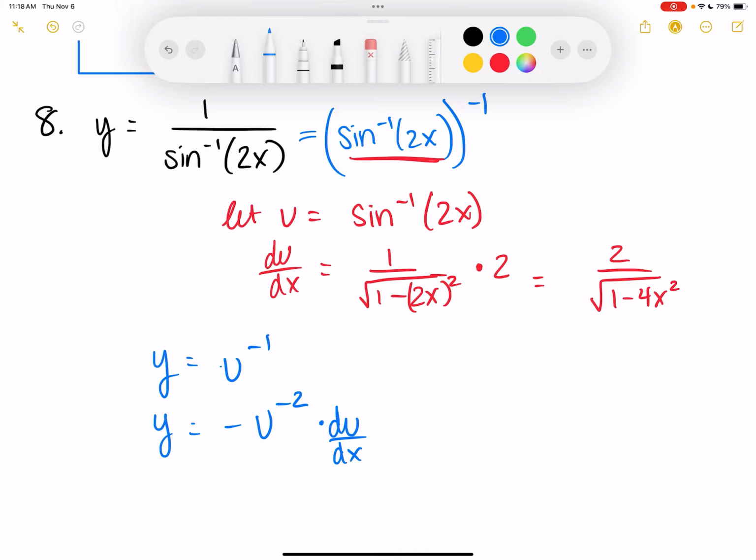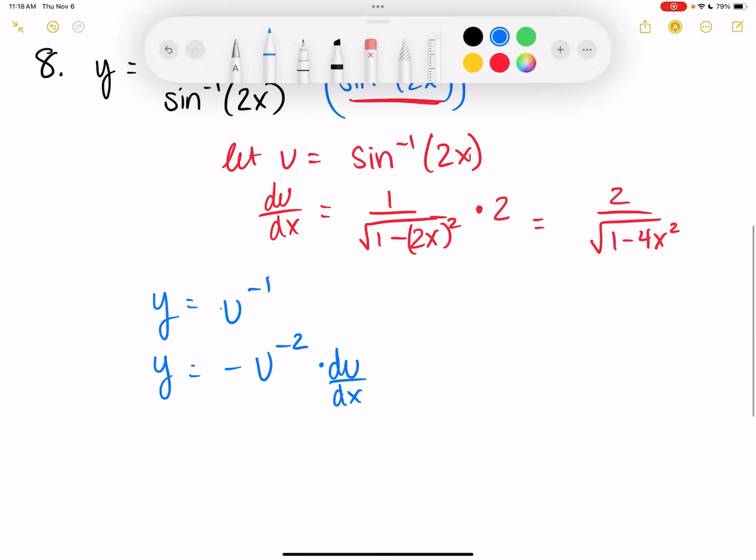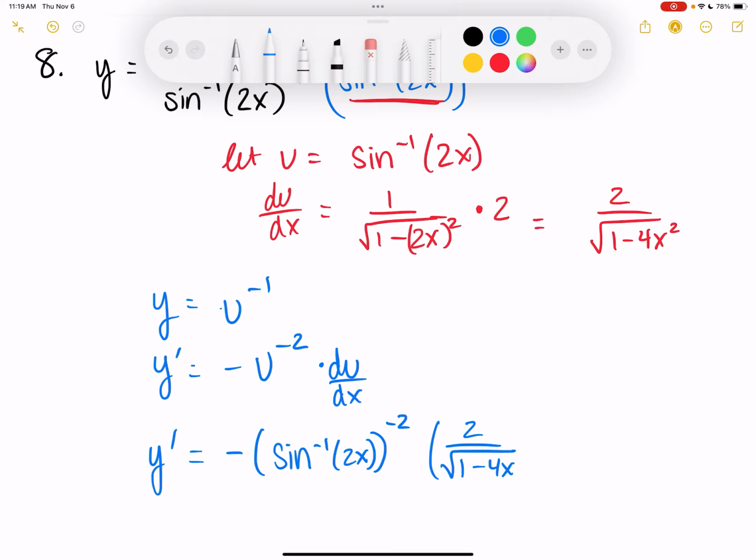So then now I can go and I can replace u with the inverse sine of 2x, and then I can replace du with this derivative here, with what I found. So then I end up with, I guess I should write y prime here. So y prime is equal to negative, and then in parentheses, the inverse sine of 2x all to the negative 2, and then times 2 over the square root of 1 minus 4x squared. So that's the two pieces there.